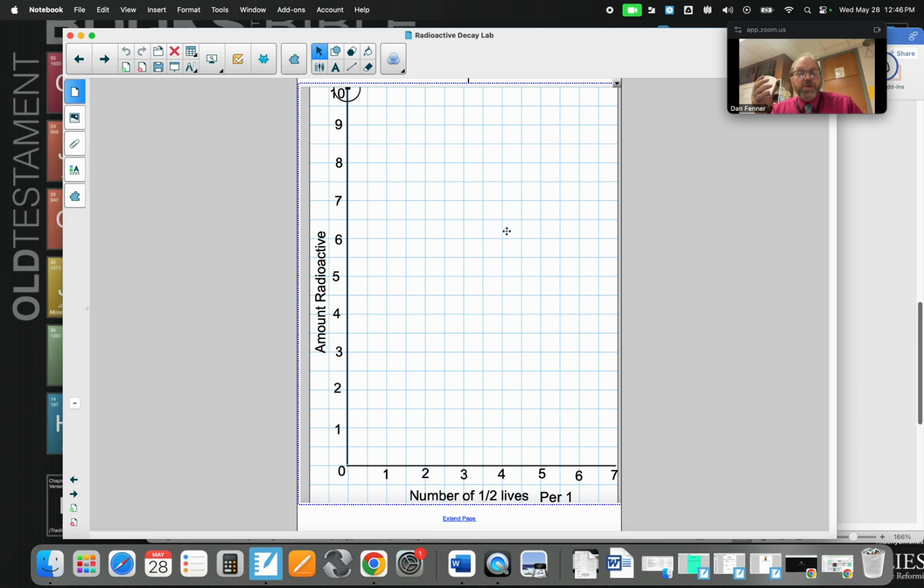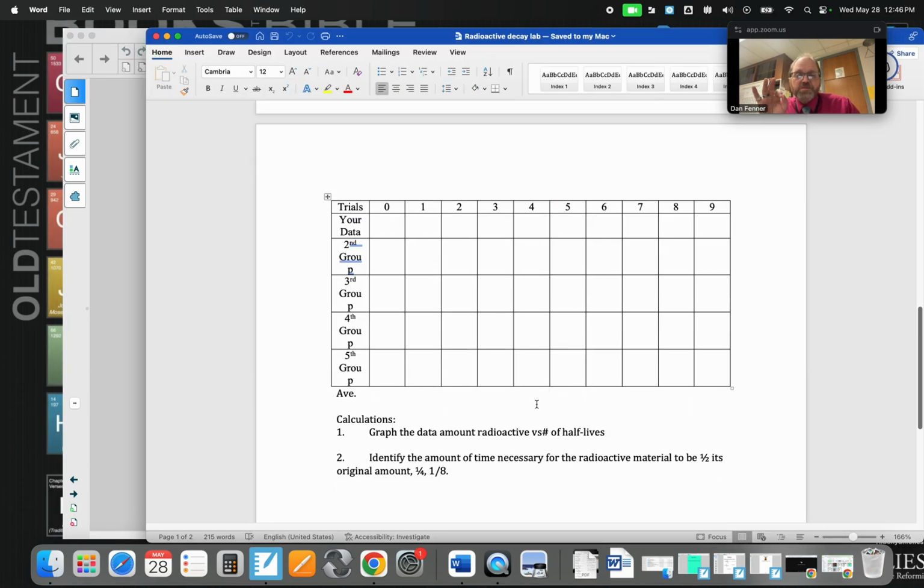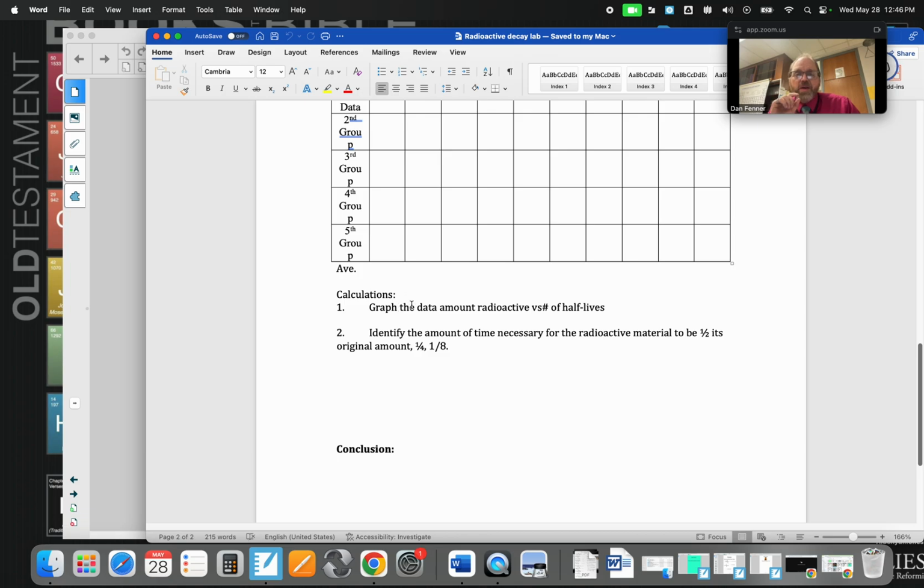When you finish up, always remember to title the graph. It's always dependent versus independent. So in this case, it'd be amount of radioactive versus the number of half-lives. Now, once you have that graph, it's going to be a radioactive decay process, so a curved line coming down, and you're going to use that information to calculate. So graph the data, that's the first thing you're going to do.